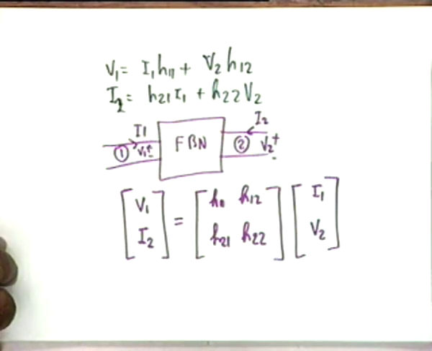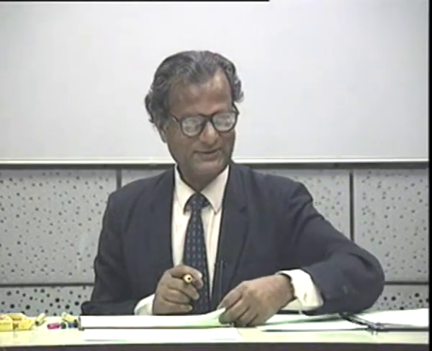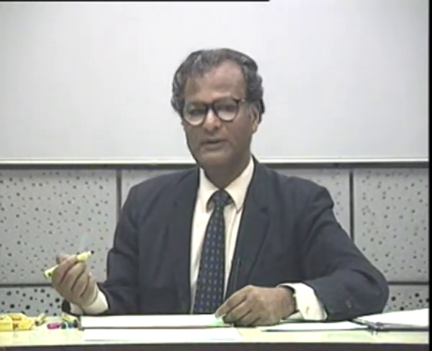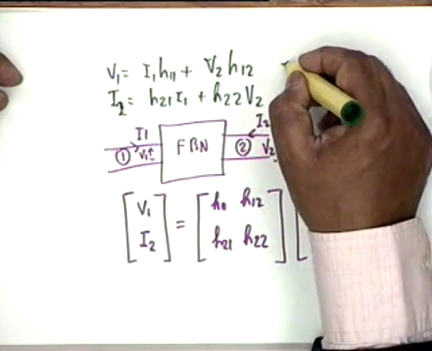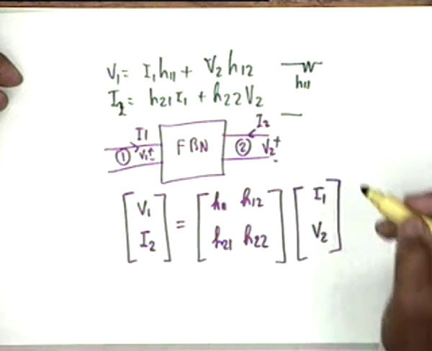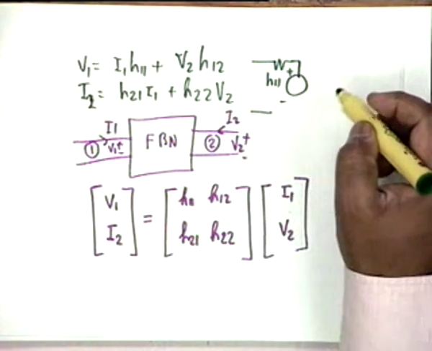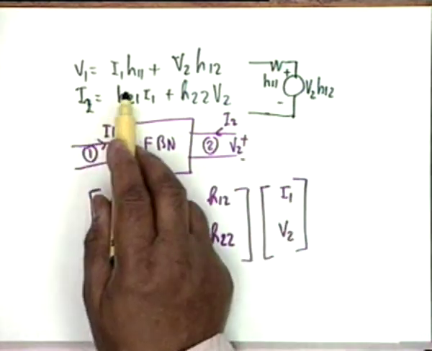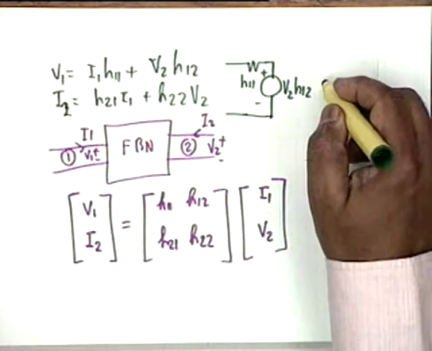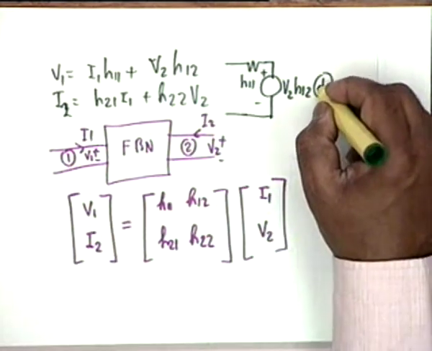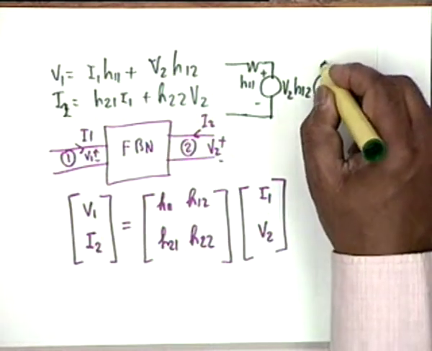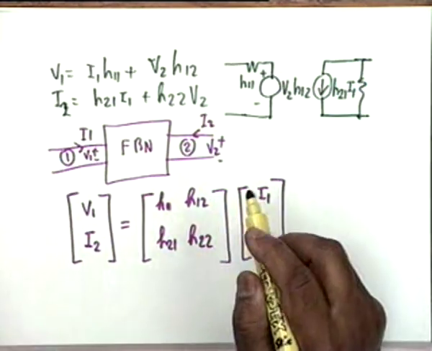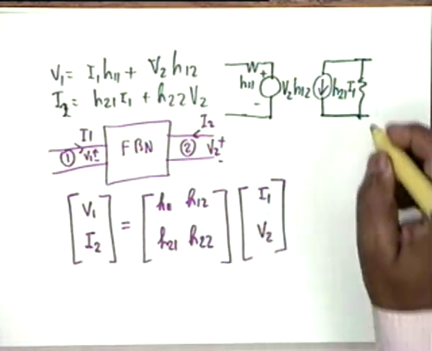Has two port parameters been taught in circuit theory? Oh, it has been taught. Then my job is simpler. But nevertheless, you recall that if I want to draw an equivalent circuit of this, it would be something like this. You have an H11, then in series with a source V2 H12. This describes the input, V1 equal to I1 H11 plus V2 H12. And the output is I2 equal to H21 I1, then in shunt with a resistance of 1 by H22, that is, an admittance of H22.